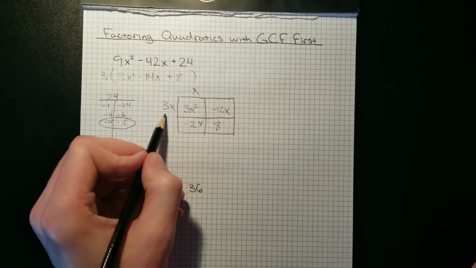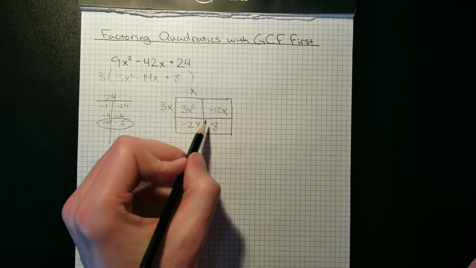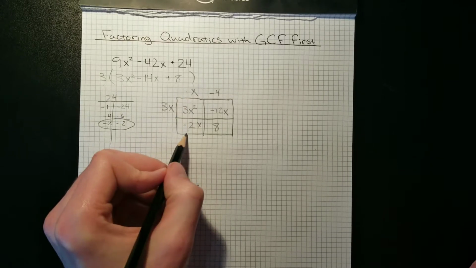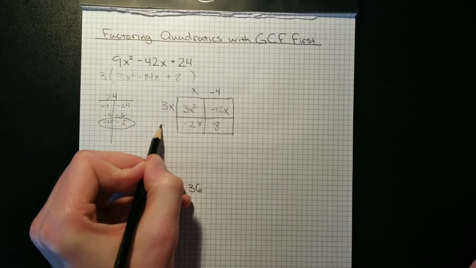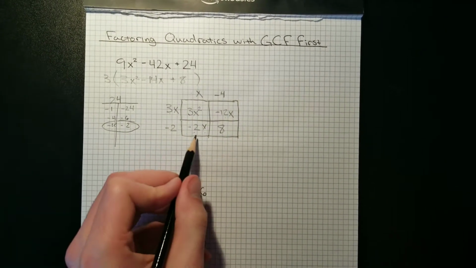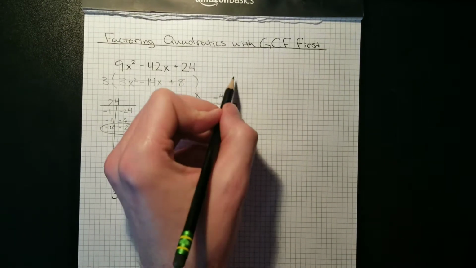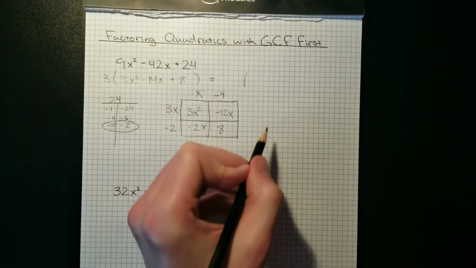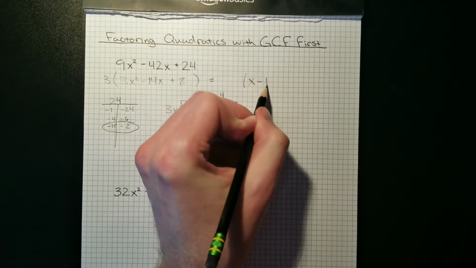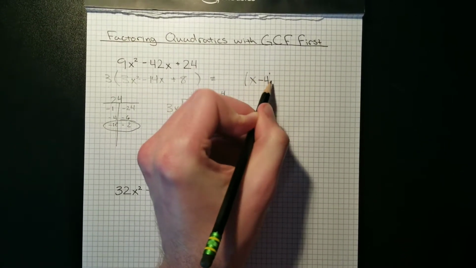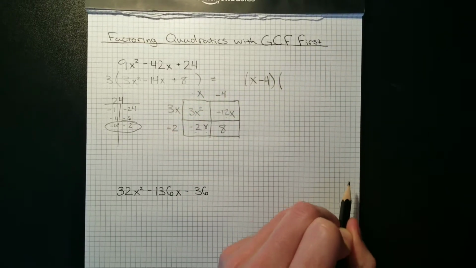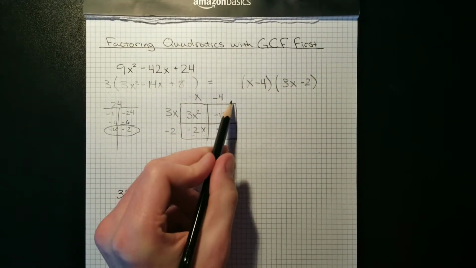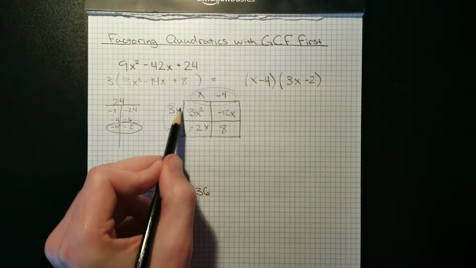So 3 times what number is negative 12? Well, that would be negative 4. And x times what number is negative 2x? Well, that would be negative 2. So those are my factors on the sides. So that means this is going to be equal to x minus 4 times 3x minus 2, because those are the things. That's one side, that's the other side.